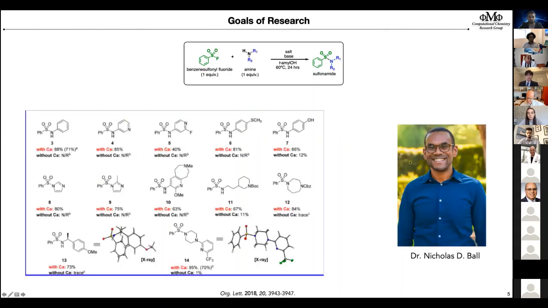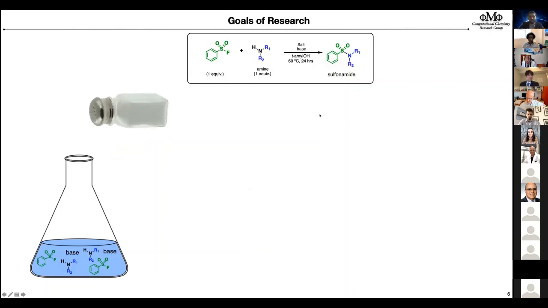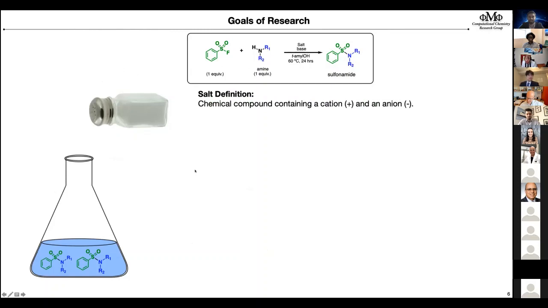Dr. Ball in pulmonology and his collaborators were able to synthesize a variety of sulfonamides, which look like this, by adding salt into the reaction. Well, what do I really mean by salt? Am I adding table salt that you can commonly find on dining tables and hoping that the bond would be activated to form sulfonamide? Well, by definition, a salt is any chemical compound that contains a cation and an anion. So table salt, which has a chemical formula of NaCl, is not the one that we use.